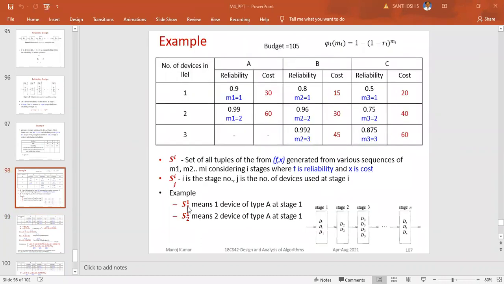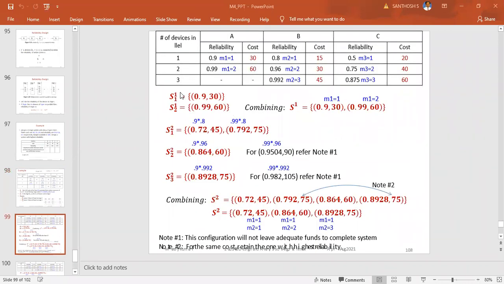So this one you remember, S11 means one device of type A at stage 1. S12 means 1 means A only, 2 means B, C, 3 means C. So in that one, lower order 1 is one device, lower order 2 is two devices. So count S11, that is 0.9 into 30, S12, 0.99 into 60. So S21, it is. So you understand carefully, S11 means 0.9 with 30, S12, this is 1, okay.